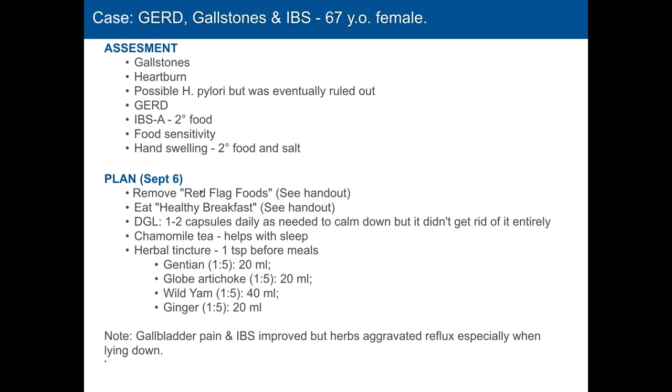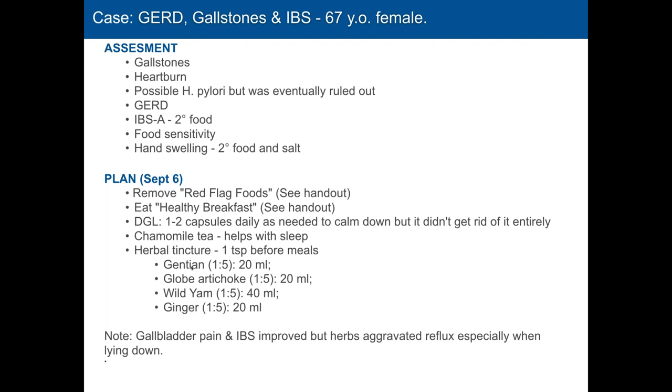So, first visit, I removed red flag foods, gave her the healthy breakfast that I showed you, and had her take some DGL. It helped, but it didn't get rid of it, so it was more reflux. I got her to drink some chamomile in case there's some inflammation going on, to help heal any kind of ulcers, because I didn't know what was going on. Then I gave her gentian, globe artichoke, wild yam, and ginger.